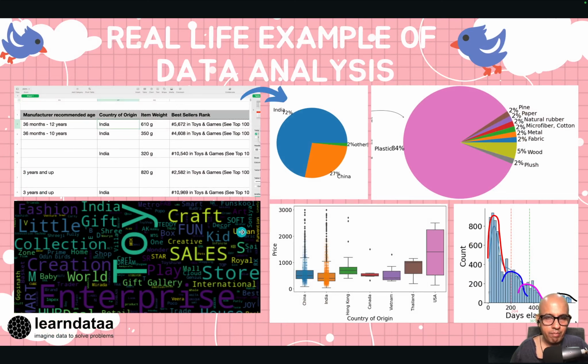Here is another example where we already have the data in table form on the left hand side. Now, if you're trying to think what analysis looks like, what is data analysis? We looked at data pre-processing. Now we are looking at some data analysis.